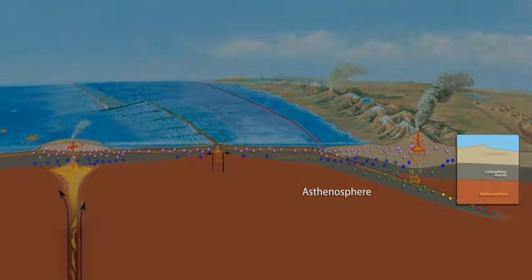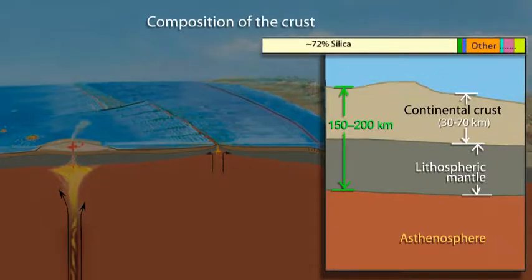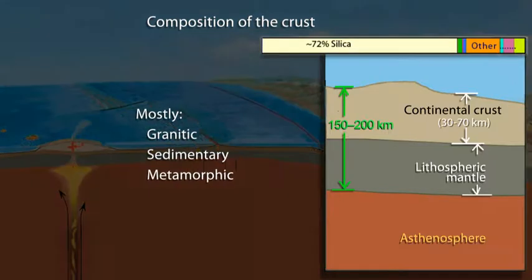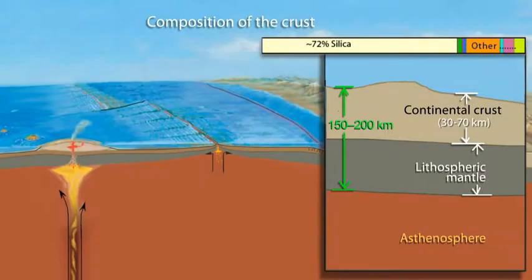Continental lithosphere, with continental crust above lithospheric mantle, typically ranges from 150 to 200 kilometers thick. Continental crust stands above sea level because it has an average thickness of 40 kilometers and is mostly made of more buoyant, silica-rich, low-density granitic, sedimentary, and metamorphic rocks, which form the continents.